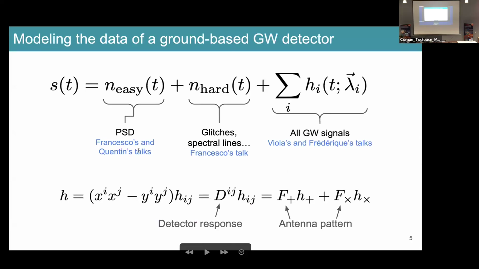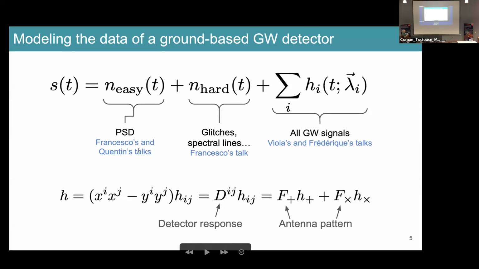So, okay, we need to write the maximum likelihood ratio. First, we need to talk about a data model. So the data model can be written like this. This is not a very familiar notation, probably my personal preference. But I write the noise contribution as an easy part of the noise, which is essentially the fundamental noises that Francesco talked about, which are described by the PSD.